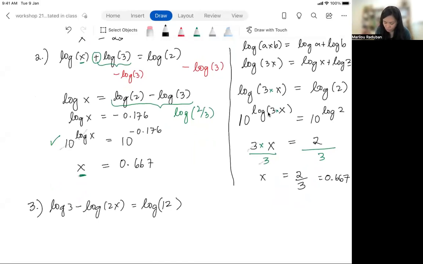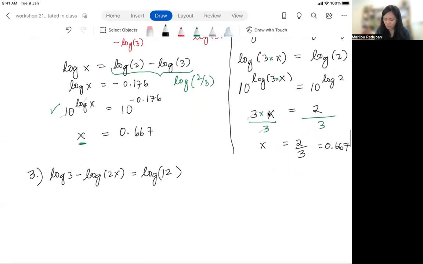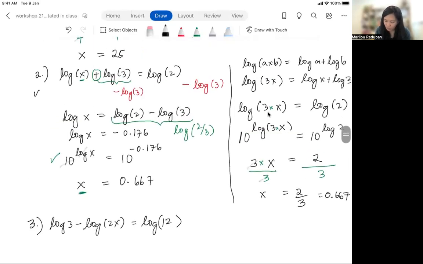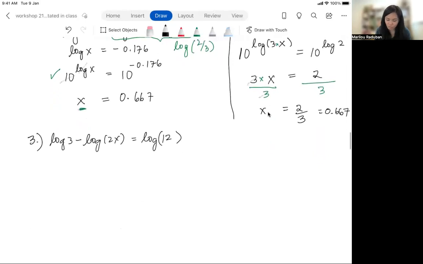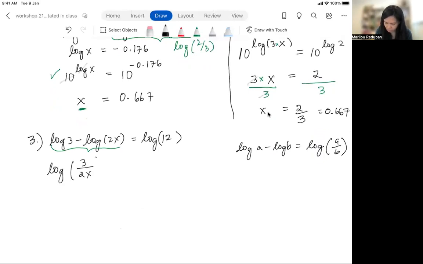Okay, so you have x inside the log, but you have log 3 minus log 2x. You can also do the subtraction, the algebra, the first method I did here, or you can combine the logs. So let's do that method of combining the logs. You have the rule, log a minus log b is equal to log a divided by b, right? So you can combine this into a single log, 3 divided by 2x.